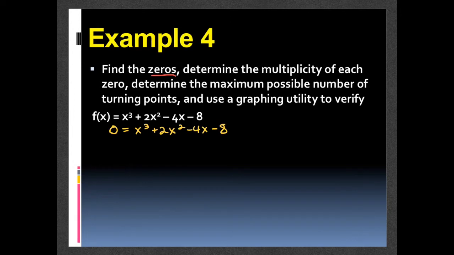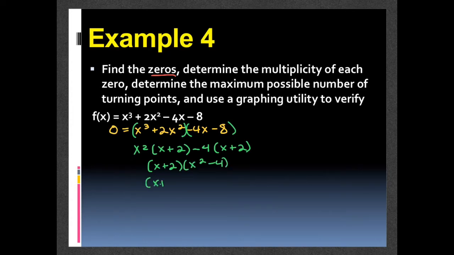I know I have to factor it by grouping. I took out the x squared here. Took out the negative 4, x plus 2, x squared minus 4, which becomes x plus 2, x plus 2, x minus 2, which means my zeros were negative 2, negative 2, and 2.